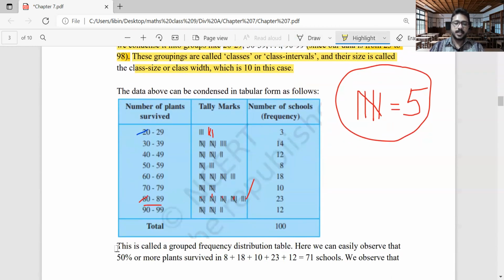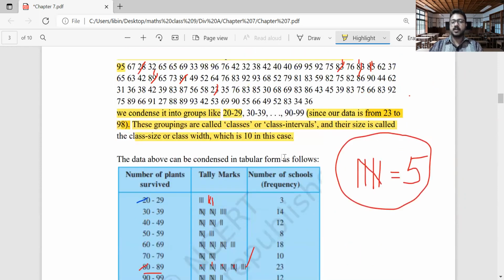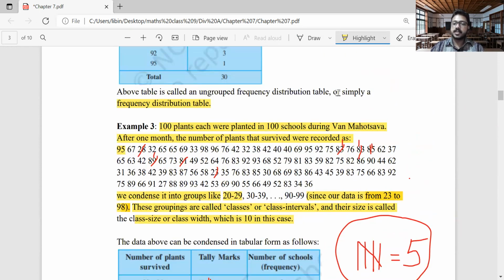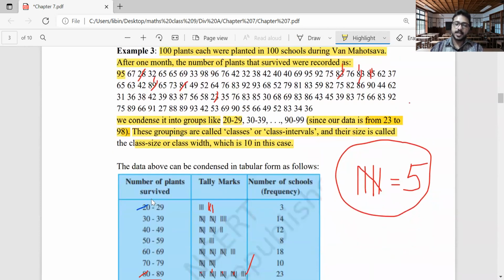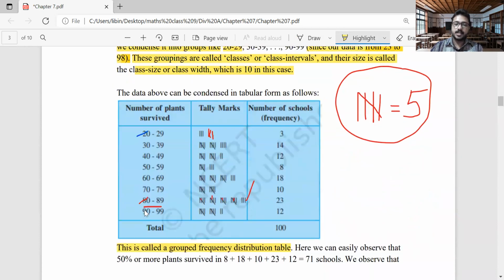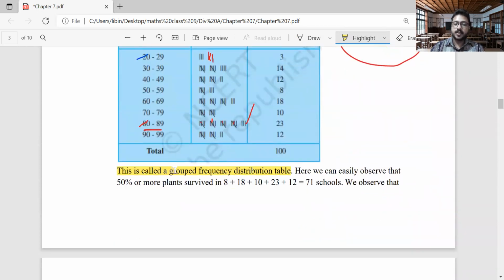Okay, so we have converted it. Now this is called a grouped frequency distribution table. Look here. Here it was just simply a frequency distribution table, but whereas here, as you can see, we are changing the given data into classes or class intervals and naming them as groups. So we are calling it a grouped frequency distribution table.